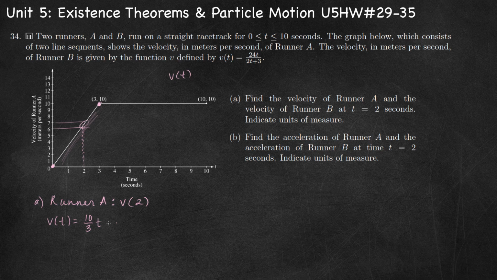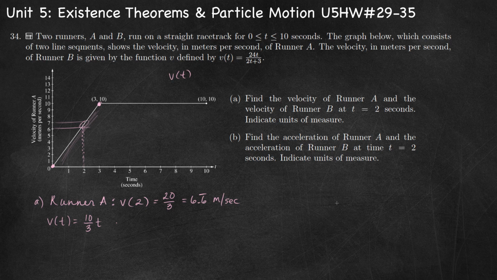And when I put 2 in for t, I get 20/3. So v of 2 equals 20 over 3, which is really close to 7. It's closer to 7 than it is to 6. Right, that's 6 2/3, so 6.6 repeating. And the velocity there is given in meters per second.